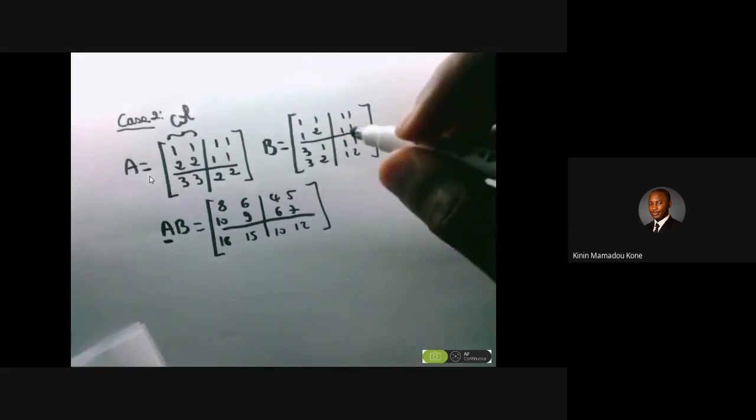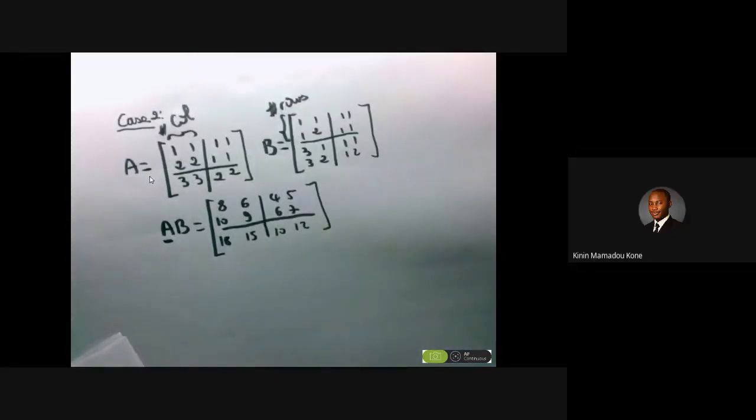Now the way you partition, the number of columns of this one should be equal to the number of rows of the other one. As long as this rule is satisfied, it will be equal, and you'll be able to do the multiplication.